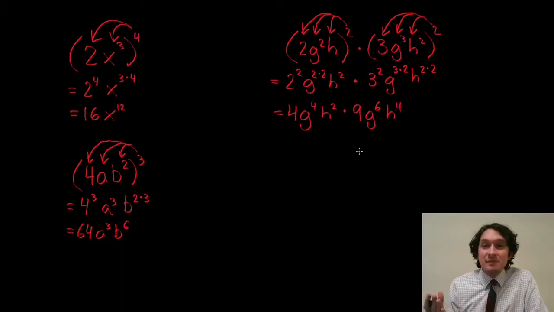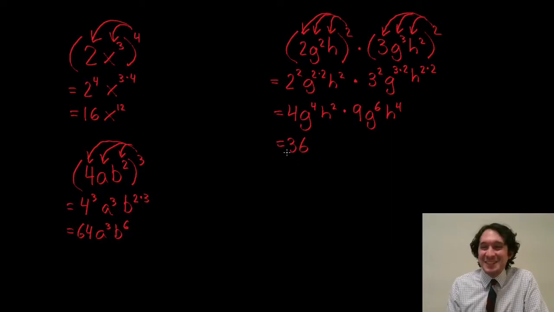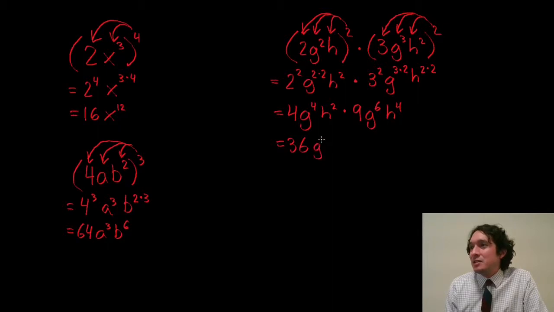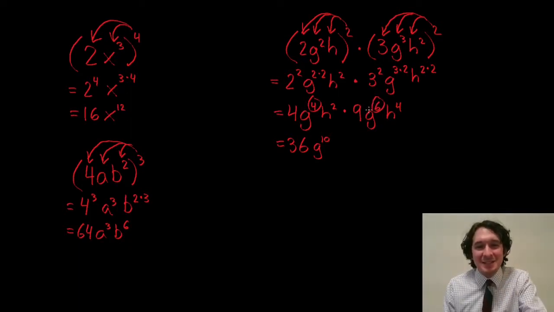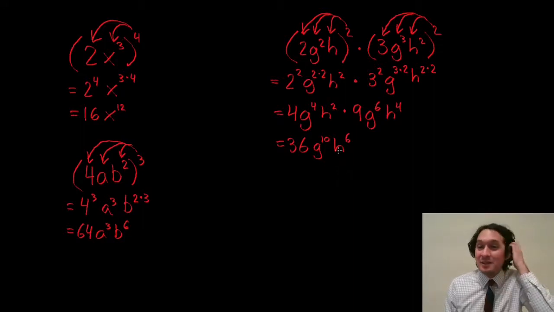And finally, it's just like a product of powers property. I got a 4 and a 9 that can multiply together. That's 36. I had to think about that for a second. We got g to the power of 4 and g to the power of 6. That's g to the power of 10, because, of course, 4 plus 6 equals 10. I keep thinking of the answer and saying the answer. Sorry about that. We have h to the power of 2, h to the power of 4. That's h to the power of 6. And so we have simplified our answer.